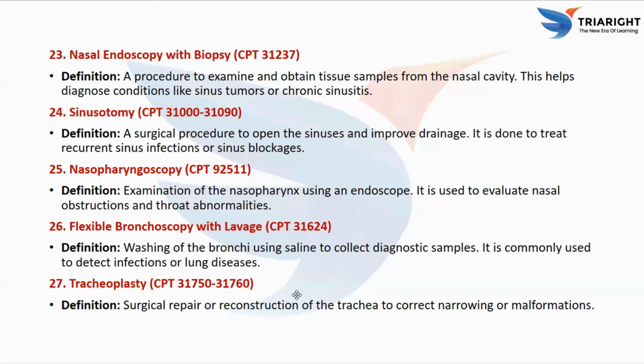Tracheoplasty. The tracheoplasty code range is 31750 to 31760. So what is a tracheoplasty? It's a surgical repair or reconstruction of the trachea. What is the trachea called otherwise? Windpipe. So why is it done? For tracheal narrowing, stenosis, birth defects, an injury or tumor, or post-intubation damage. In these cases you use the tracheoplasty procedure.